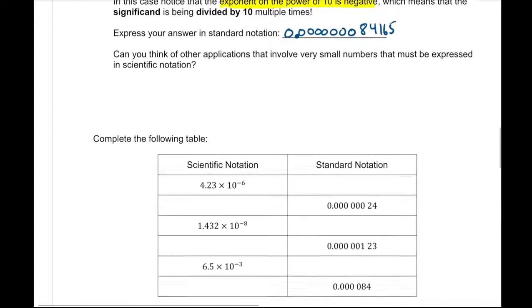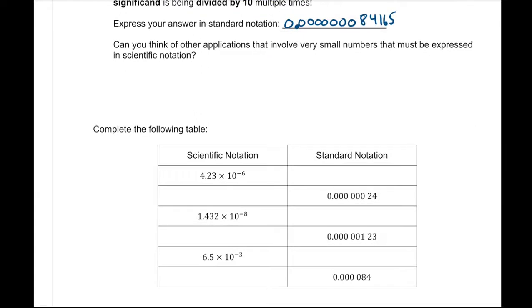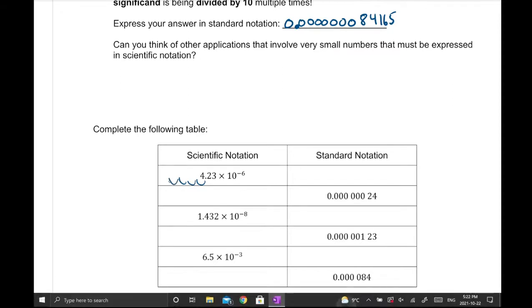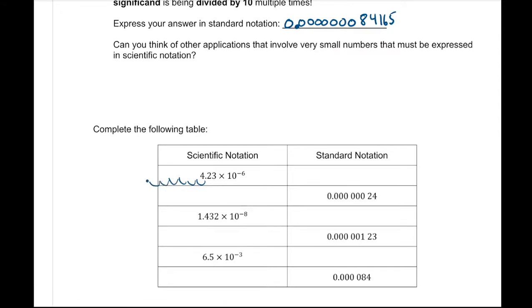Just as some practice now, we are going to convert between scientific and standard notation. So again, 4.23 times 10 to the negative 6, that means this decimal place is moving to the left 1, 2, 3, 4, 5, 6 times, which means there will be 5 zeros after the decimal place. Or you could say 6 zeros and then there's a decimal after the first one.